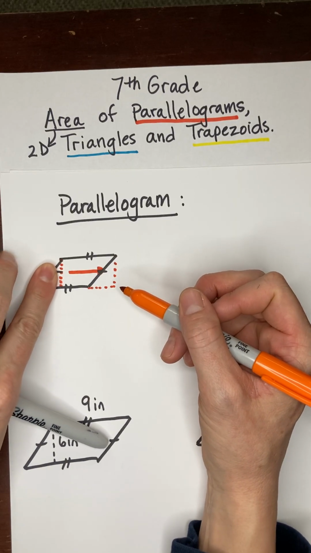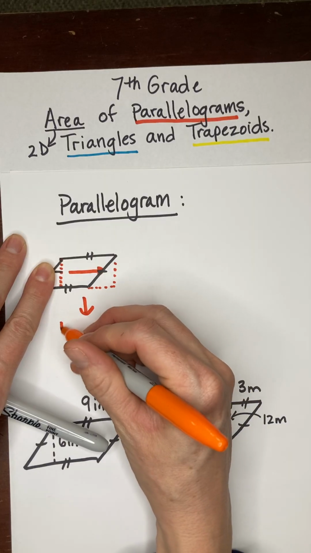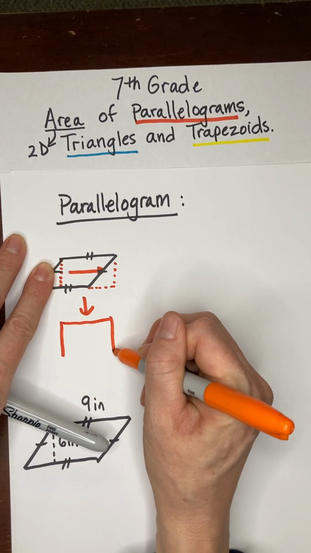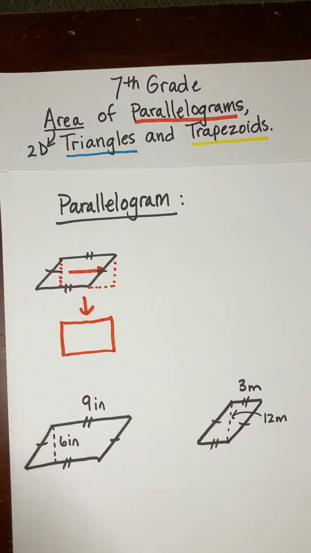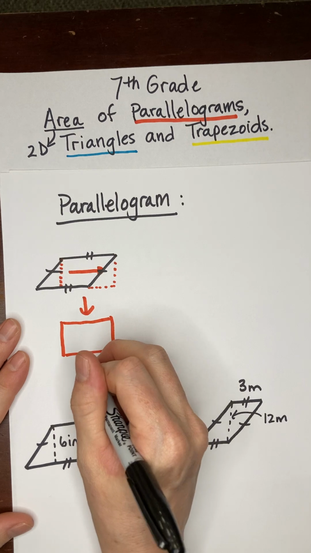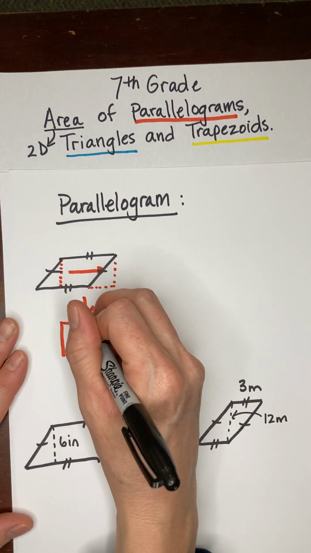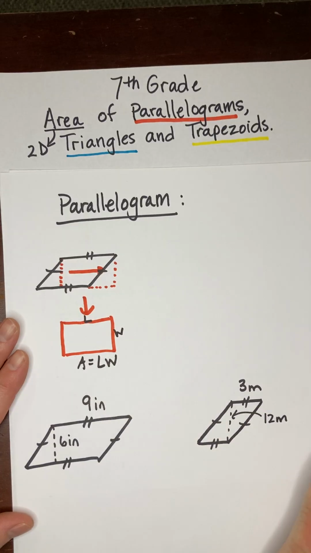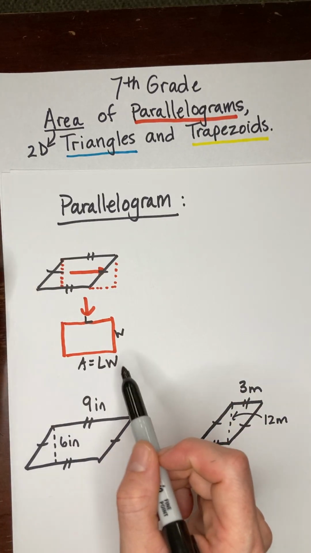If we cover up this bit here we've cut off, we have a new shape, don't we? And it looks like this. It is a rectangle. So our new shape's a rectangle. Now we know the area of a rectangle, right? The area of a rectangle equals length times width, where the long side is our length and the short side is our width. Now with the parallelogram, this is the area, it's length times width.